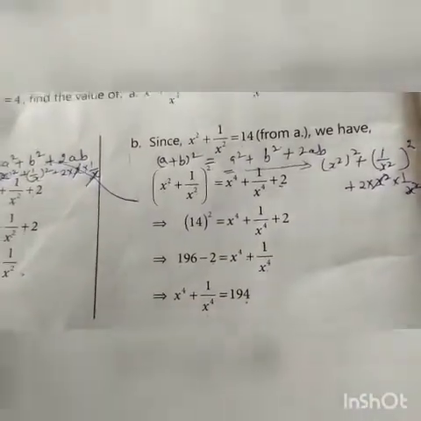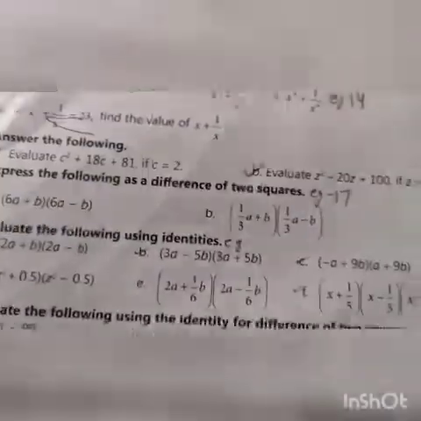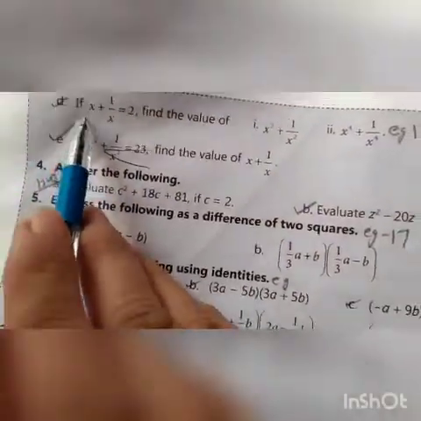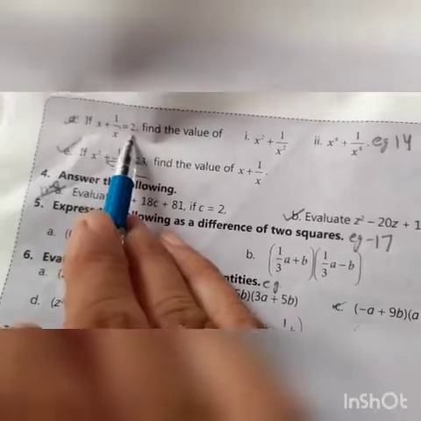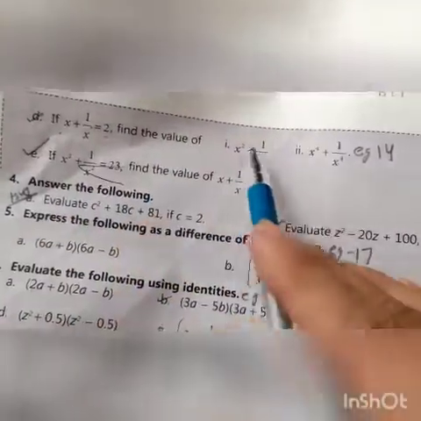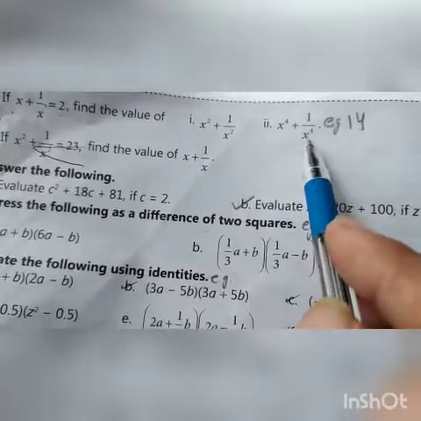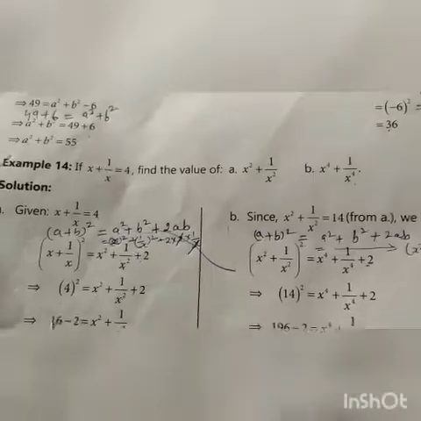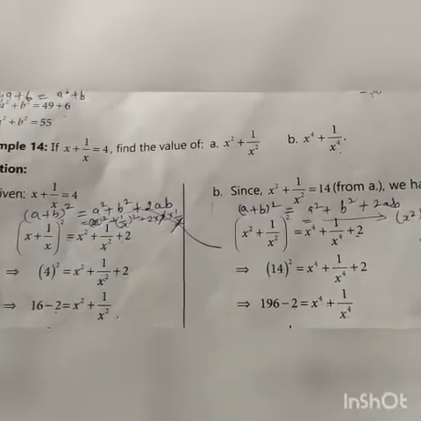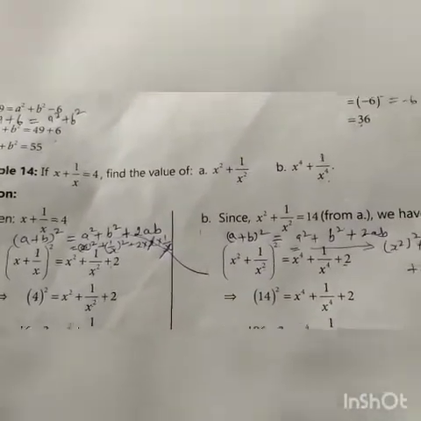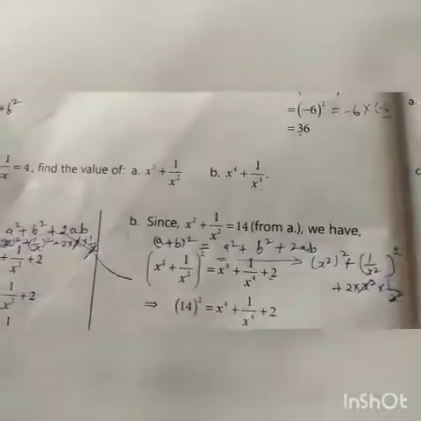Is it clear? In question 3, this D part, if x plus 1 upon x is equal to 2, find the value of x square plus 1 upon x square and x power 4 plus 1 upon x power 4. Example 14. This is the same as I explained in this example 14. So you will do its D part also by yourself.